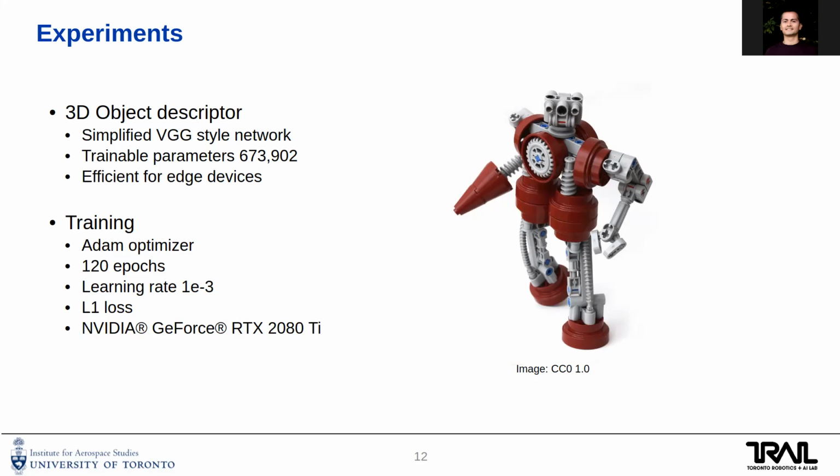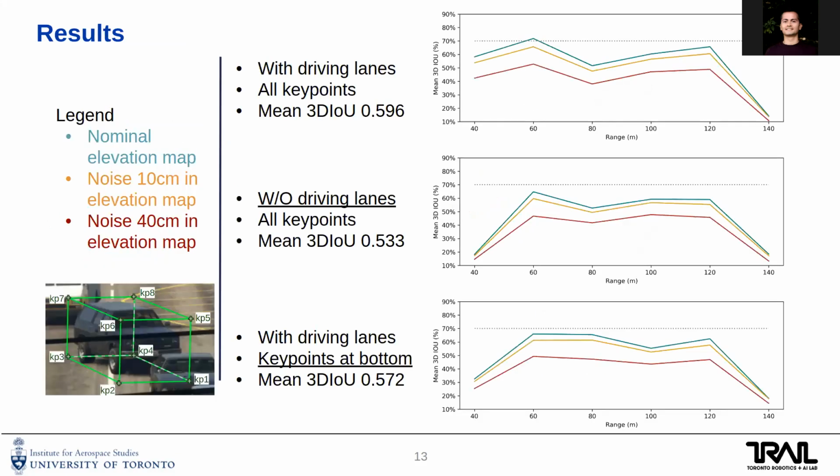The training of the 3D object descriptor is done by using the Adam optimizer. We train for 120 epochs, and we use an NVIDIA GeForce RTX 2080 GPU. As for the results, we run multiple experiments.